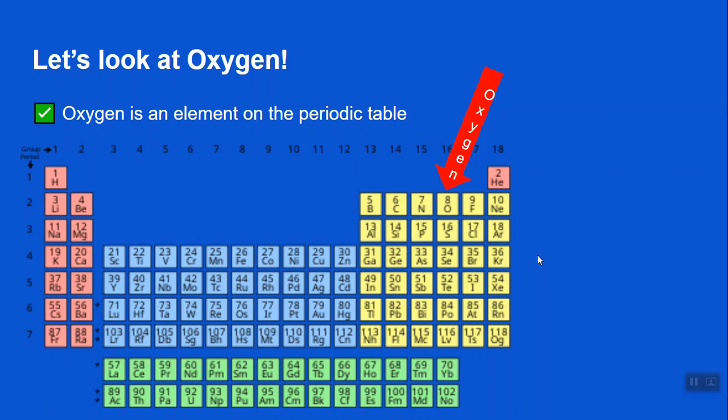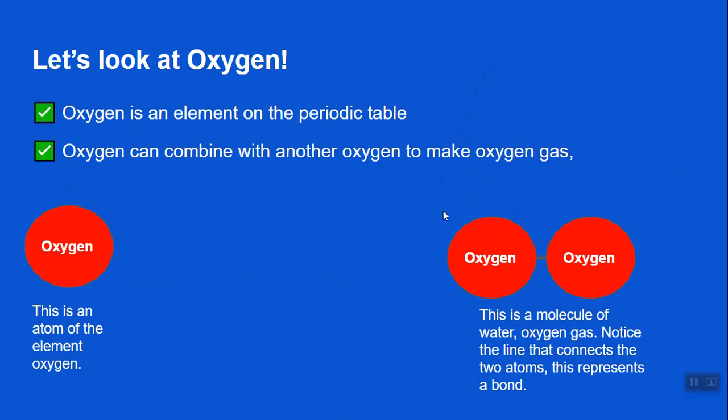And we're going to first take a look at oxygen. Oxygen is an element that you guys should be fairly familiar with since you breathe it in every day. It's also an element on the periodic table. It's the 8th element. Right, and it can be combined with another atom of oxygen to make oxygen gas.